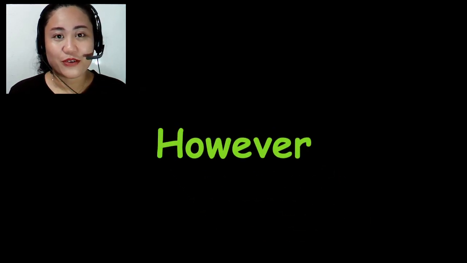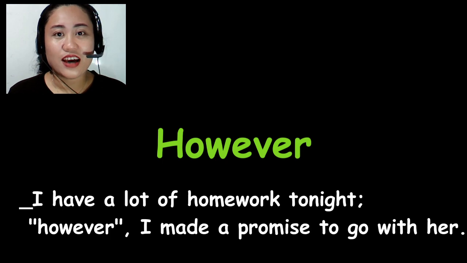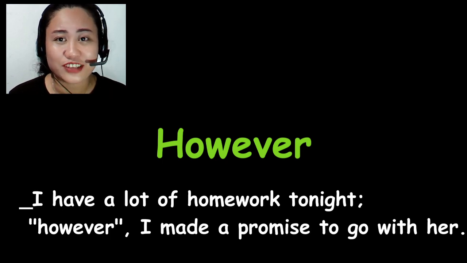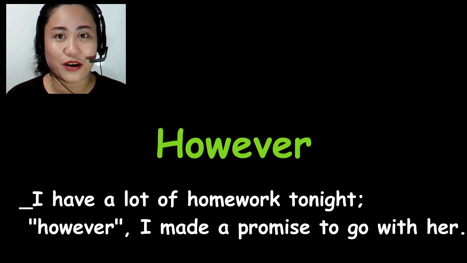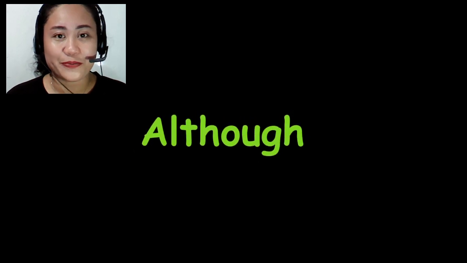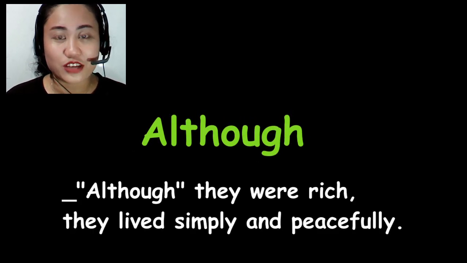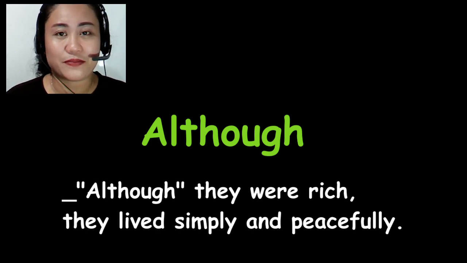Number 3, however. For example, I have a lot of homework tonight. However, I made a promise to go with her. Number 4, although. For example, although they were rich, they lived simply and peacefully.